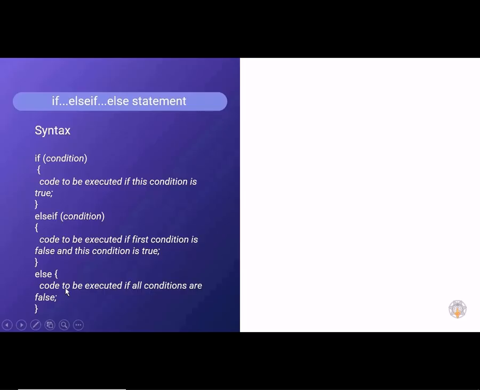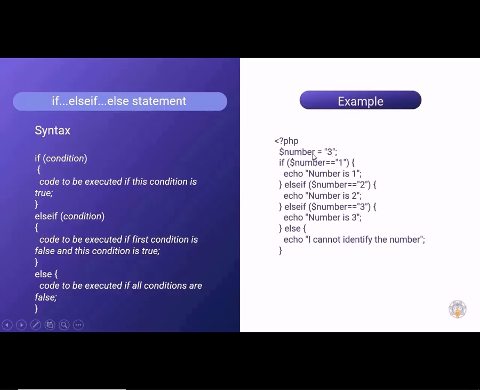So let's see an example of an if else statement. Here I am declaring one variable named number, and we are assigning that variable the value 3. So first I am checking if number is double equal to 1, that is, 3 is double equal to 1. If this condition is true, then it will print the output number is 1. Else, if this condition fails, then it will check another condition, whether number is double equal to 2.